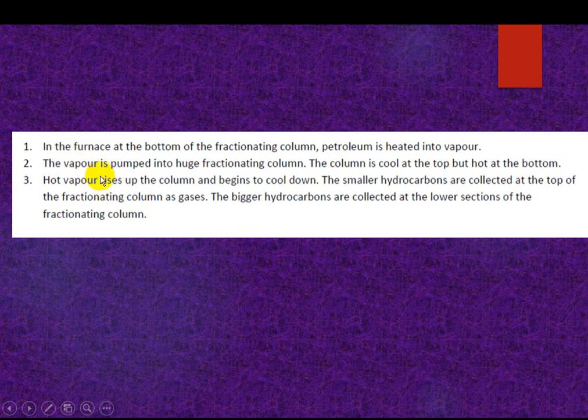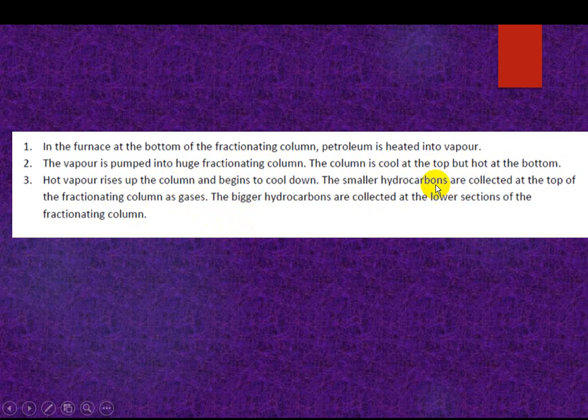How do we separate crude oil in a fractionating column? At first, in the furnace at the bottom of the fractionating column, petrol is heated into vapor. The vapor is pumped into a huge fractionating column. The column is cool at the top but hot at the bottom. Hot vapor rises up the column and begins to cool down.